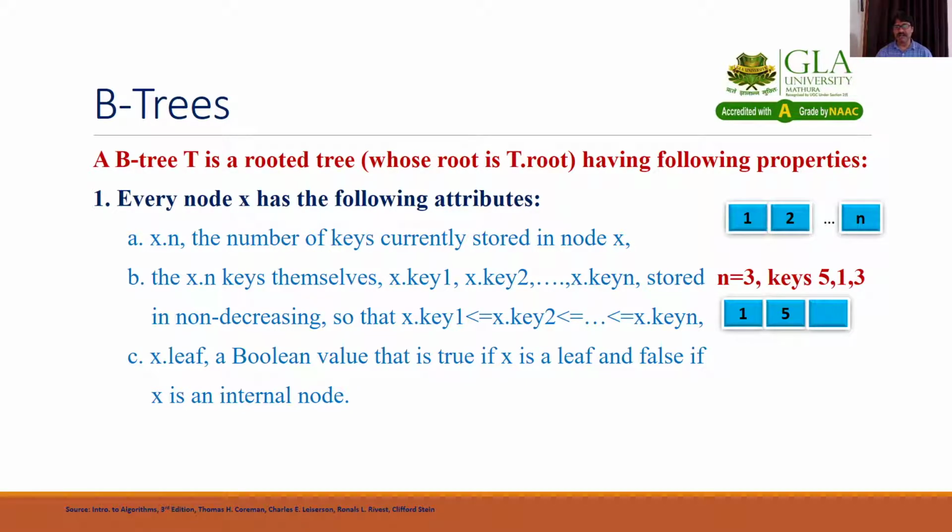So X dot key 1 will be less than X dot key 2. If we talk about the two keys 5 and 1, first we stored the 5, but when 1 came and we started to insert it, we compared whether 1 is less than or equal to 5. If it is, then we have to shift 5 to the next cell, and then we can insert the 1 before the 5.